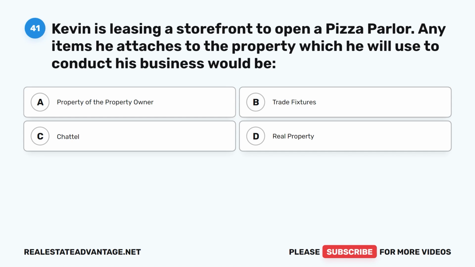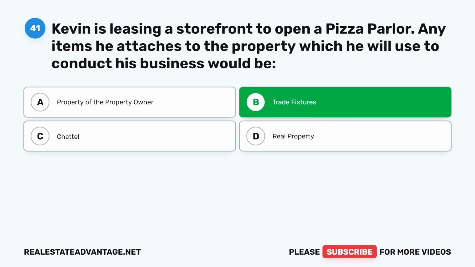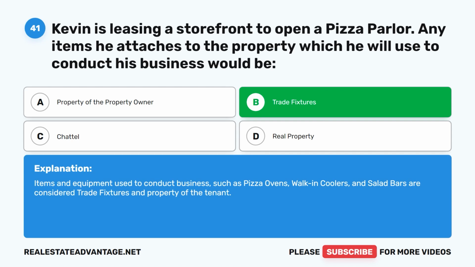Any items he attaches to the property which he will use to conduct his business would be A. Property of the property owner, B. Trade fixtures, C. Chattel, D. Real property. The correct answer is B. Trade fixtures. Items and equipment used to conduct business, such as pizza ovens, walk-in coolers, and salad bars, are considered trade fixtures and property of the tenant.